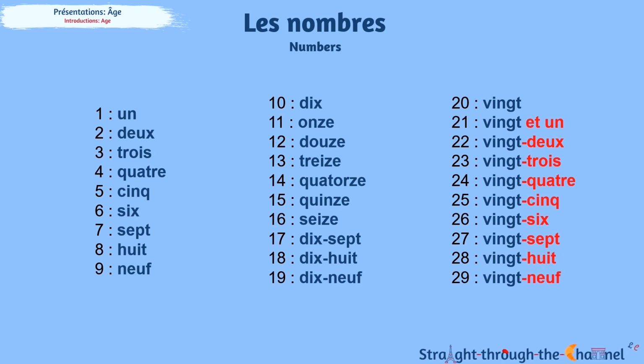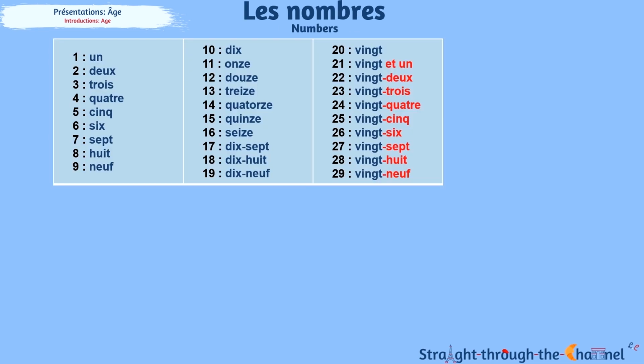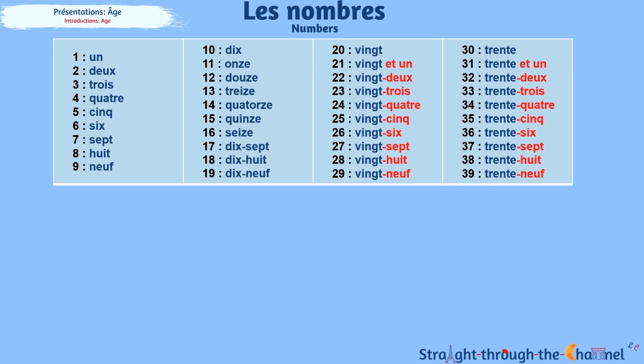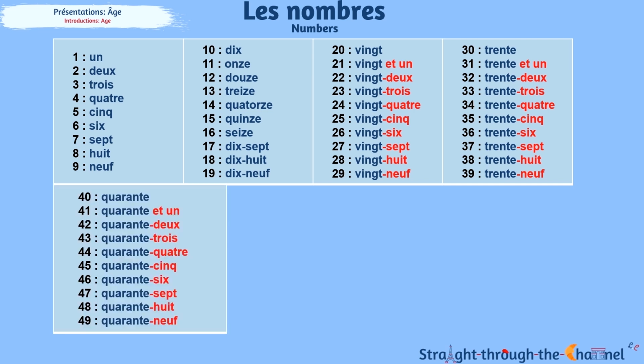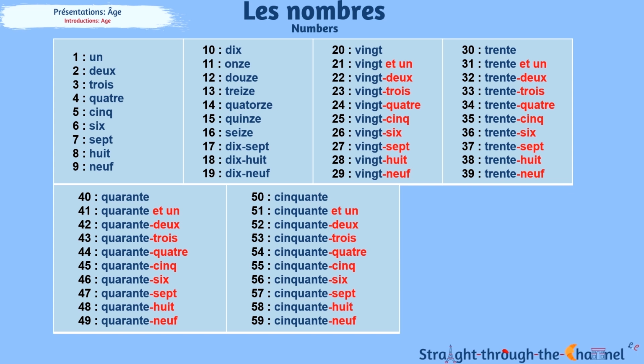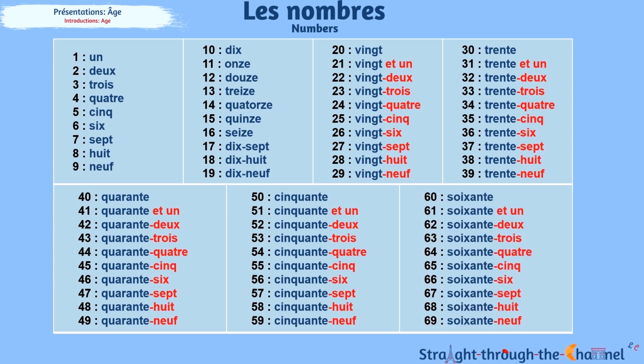So what we are doing here is using the number 20, and then adding the numbers 1 to 9 with et, and, in front of the number 1, and a hyphen in front of all the other numbers. And it works the same way for 30, 40, 50, and 60.